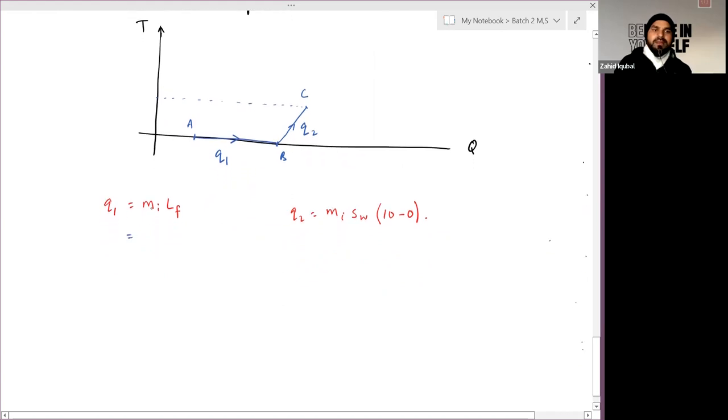Let's see. We have the mass of ice given in this question, 10 gram. The latent heat of fusion constant for ice is 80. So on multiplying, you will get 800 calorie, the total amount of heat required to convert ice into water. Aisha, is it clear?